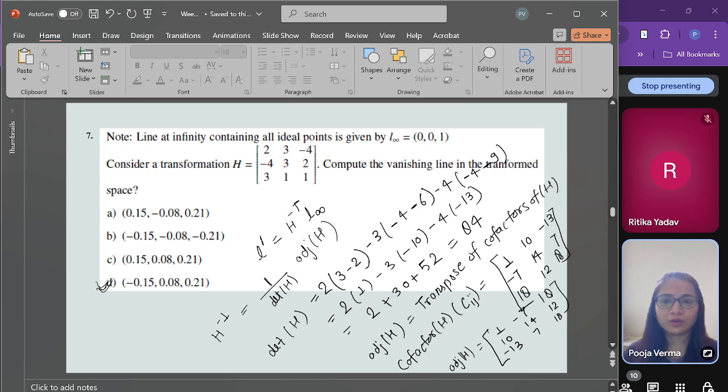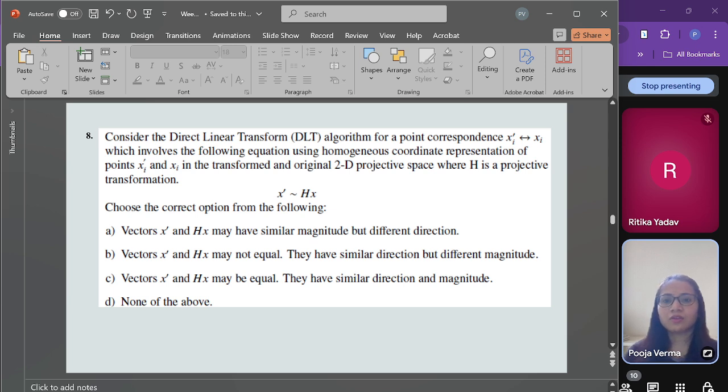Okay, moving to the next question. The next question is: consider the direct linear transform algorithm for a point correspondence xi prime to xi, which involves the following equation using the homogeneous coordinate representation of points xi prime and xi in the transformed and original 2D projective space, where H is a projective transformation, and this is given as x prime equivalent to H of x. Choose the correct option from the following.